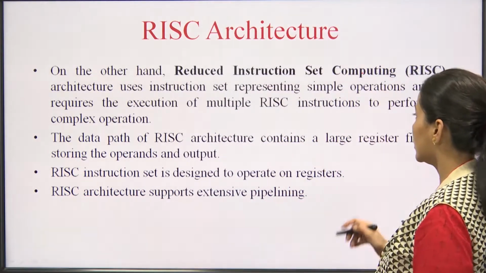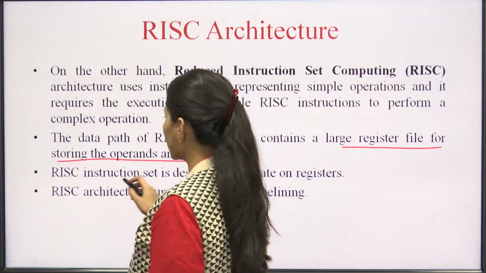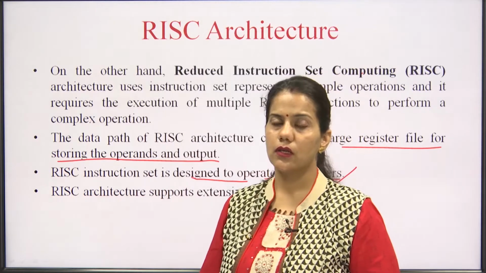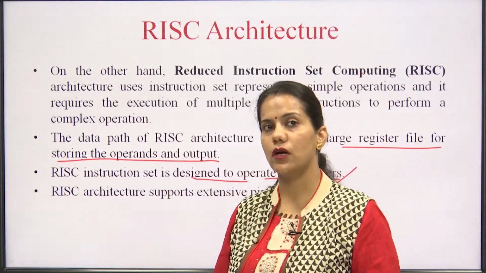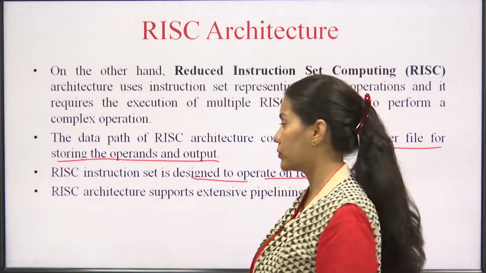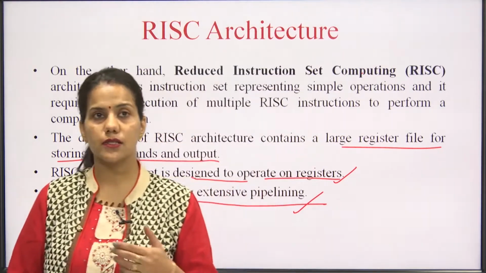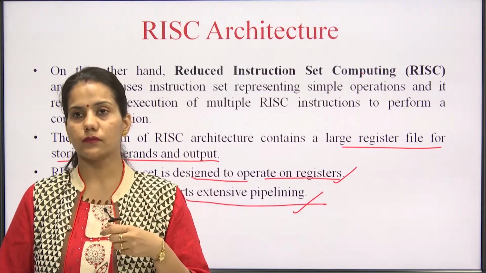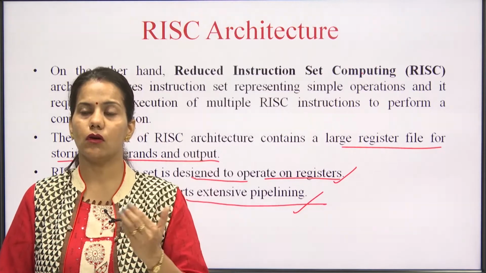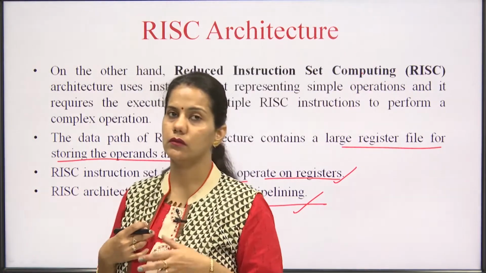The RISC instruction set contains a larger register file for storing the operands and outputs. The RISC instruction set is designed to operate on registers. So, in RISC architecture, there is much higher usage of registers for storing the values, for storing the intermediate values. RISC architecture supports extensive pipelining. Since there are simpler instructions performing the basic operations one at a time, obviously, we will always need some pipelining to be used so that the processing speed can be increased.